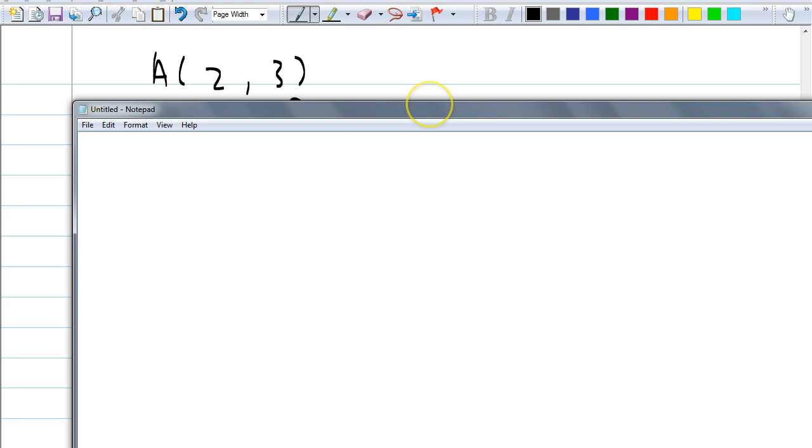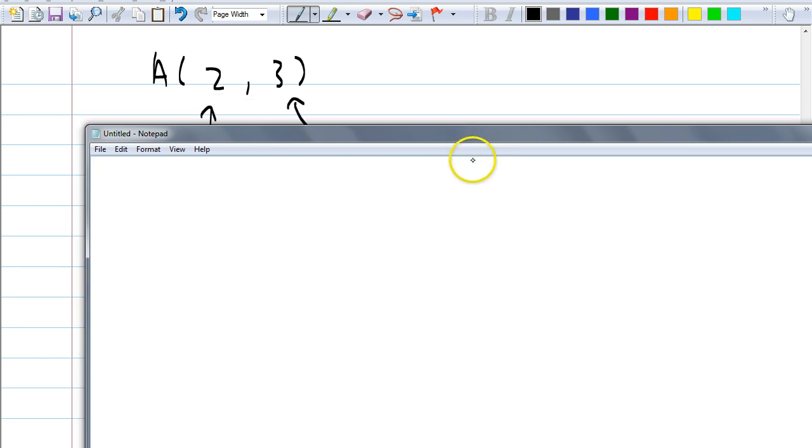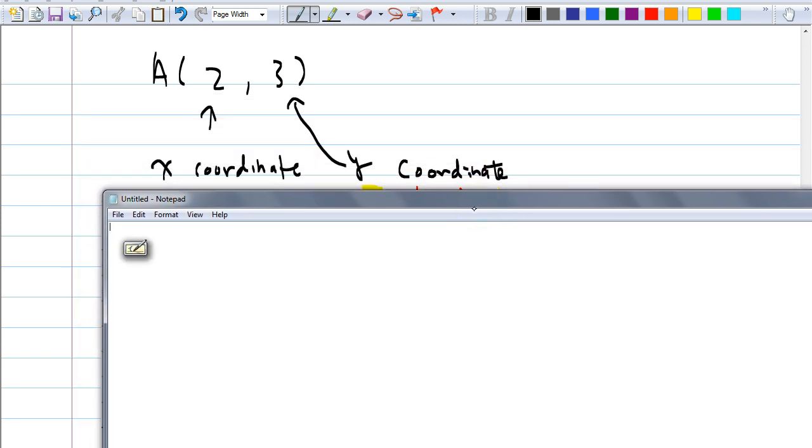Okay, so the ordered pair 2, 3. What do we call this 2 only? Raise your hand if you know what it's called. Yes, sir. The x coordinate. What about 3? Andrew? Y coordinate. That's the y coordinate. The book gives you another name for the x and the y coordinate. Does anybody know what the x coordinate is called? It starts with A.